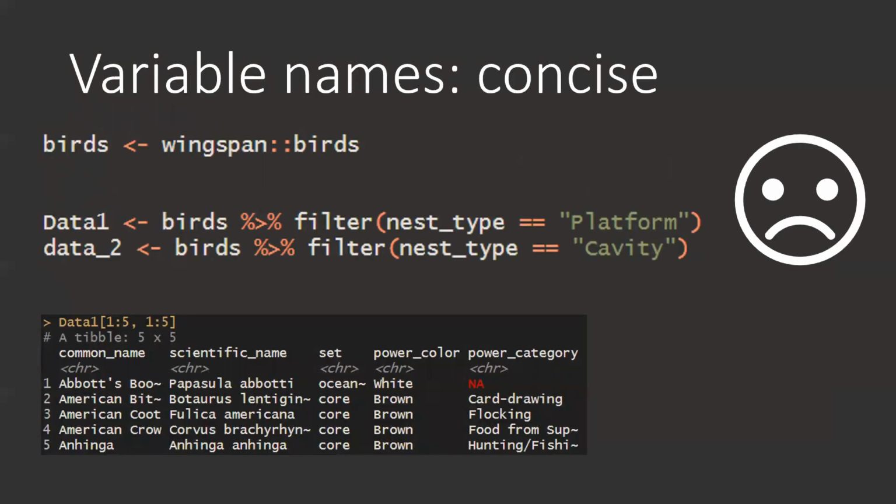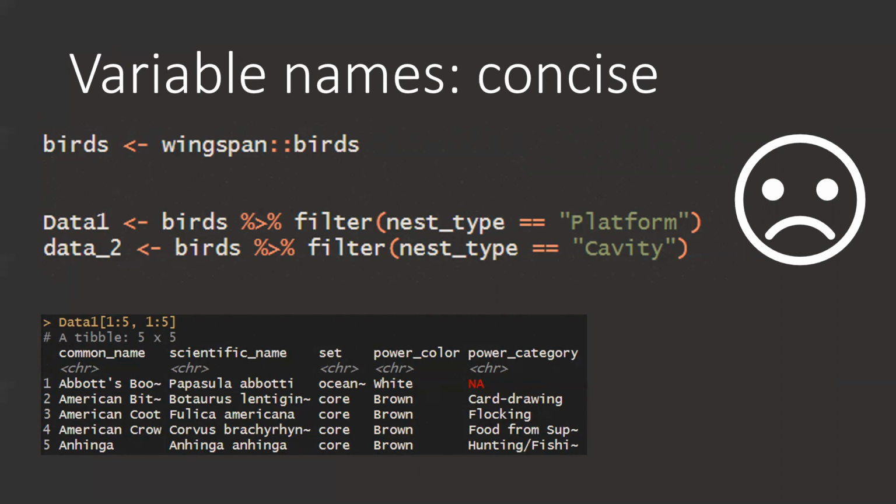So the first thing we're going to do is extract some data about the bird cards from the Wingspan package. And we'll make two data frames, one called data1, styled with an uppercase D and no space between the letters and the number, and data_2, styled with all lowercase letters and an underscore between the letters and the number. Data1 will contain just birds that have platform nests, which we'll extract using the filter function from the dplyr package, and data_2 will contain information just about birds that have cavity nests, which we'll extract the same way.